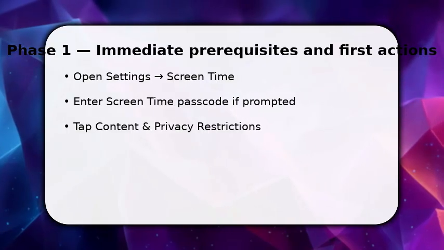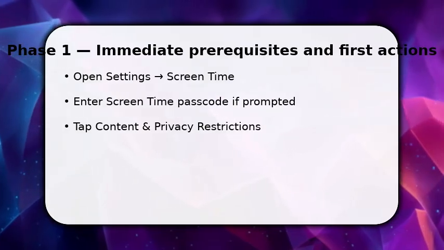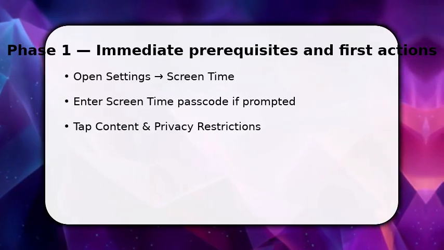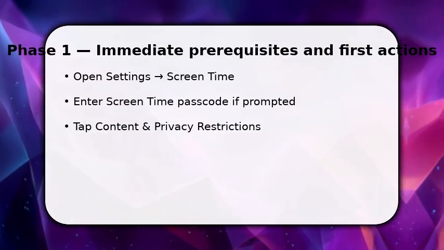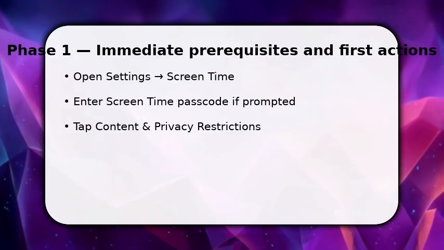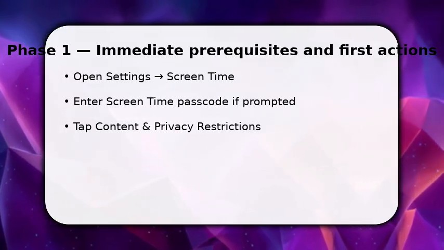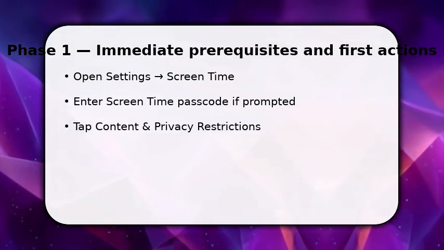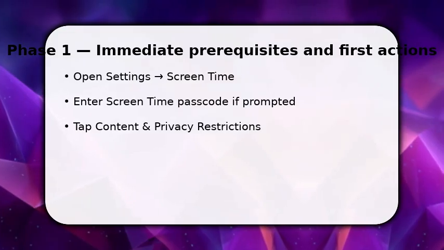You begin by opening Settings and tapping Screen Time. This is where iPhone controls live. Enter the screen time passcode to unlock options because restrictions won't change otherwise. Once done, tap Content and Privacy Restrictions to reveal uninstall settings. Make sure to review allowed apps first so you don't remove system essentials.